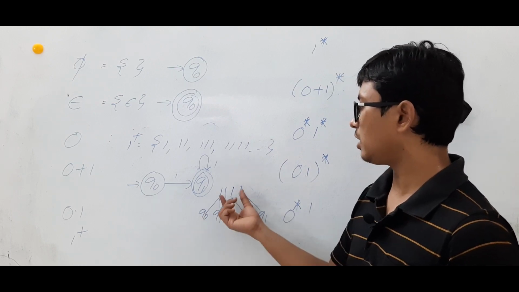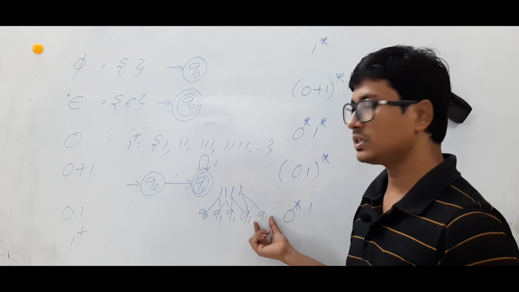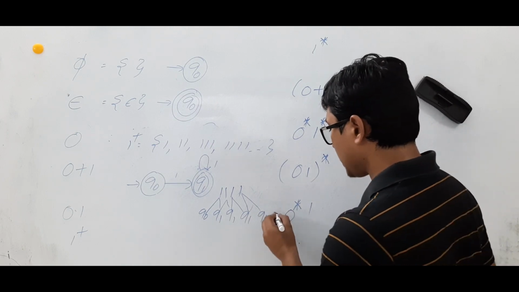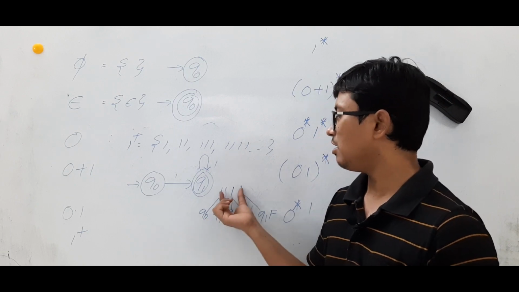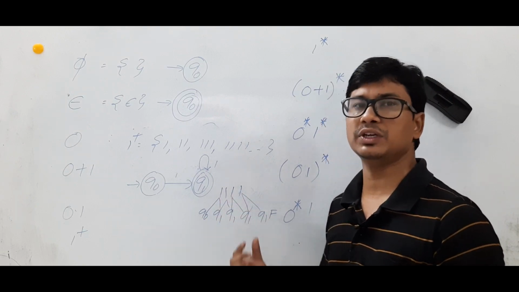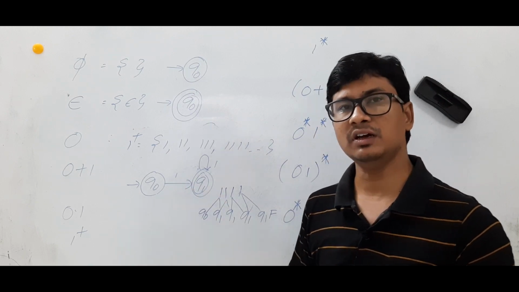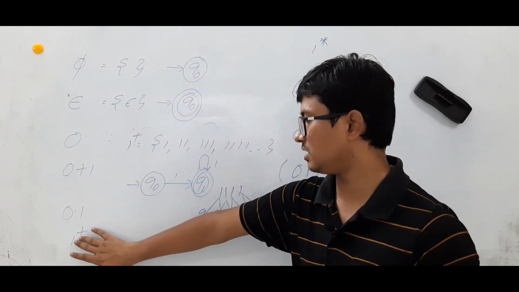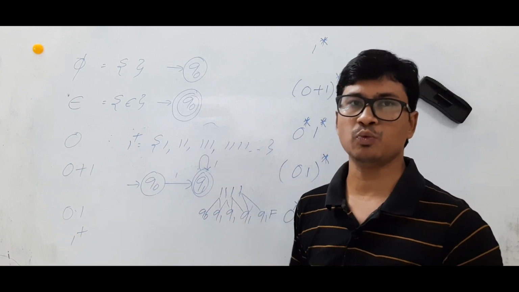From q0, on taking the string 1111, I am reaching a state called q1, which acts as a final state. So what I can say is, from the initial state, on taking the string, if I reach any one of the final states, I can say that the string is accepted by the finite automata. So this is the finite automata for the regular expression 1 Kleene plus.